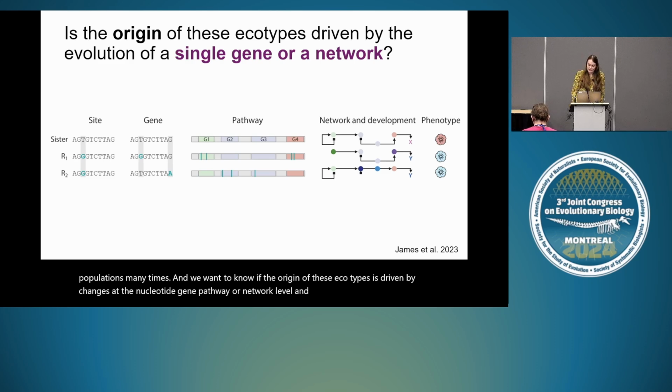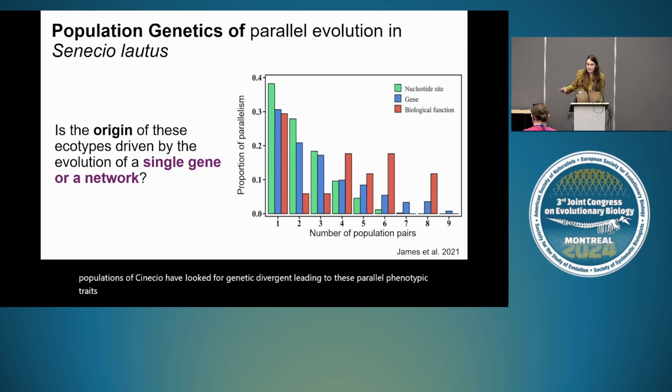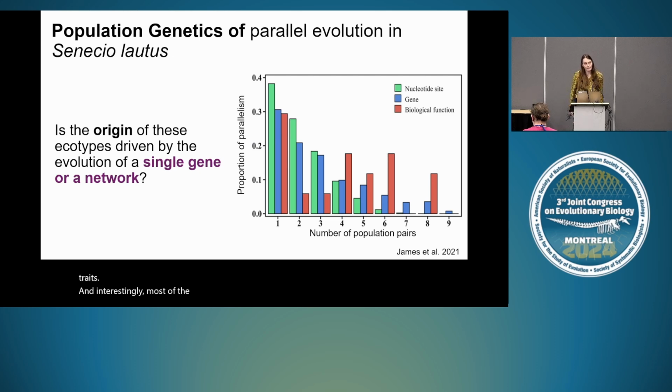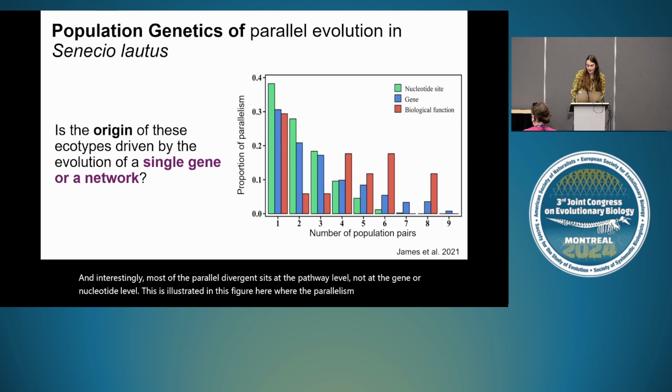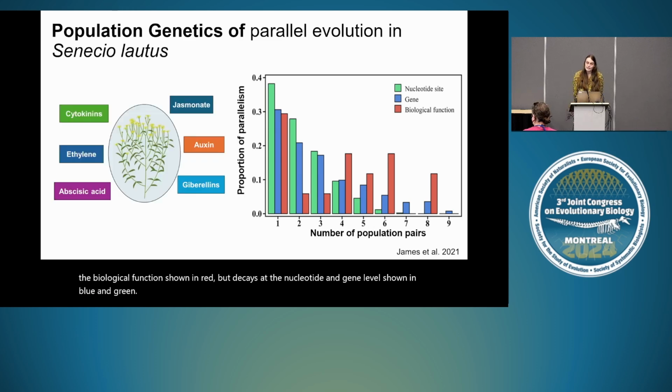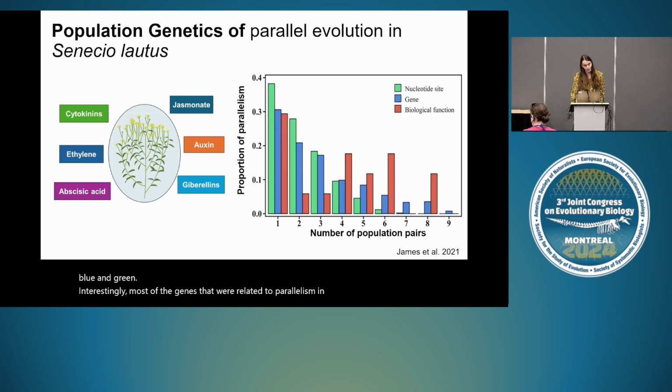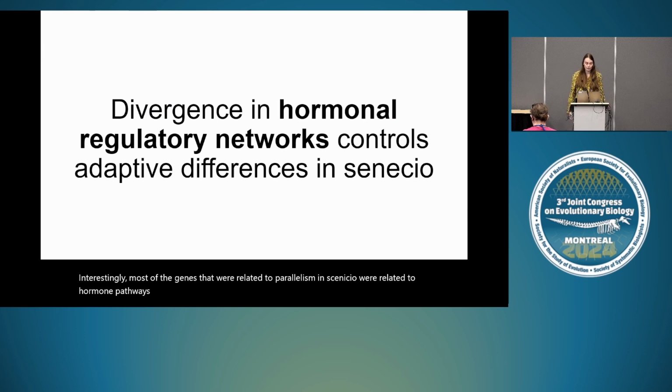And so previous scans across these populations of Senecio have looked for genetic divergence leading to these parallel phenotypic traits. And interestingly, most of the parallel divergence sits at the pathway level, not at the gene or nucleotide level. This is illustrated in this figure here, where the parallelism is maintained by the biological function, shown in red, but decays at the nucleotide and gene level, shown in blue and green. Interestingly, most of the genes that were related to parallelism in Senecio were related to hormone pathways. So we think that hormonal regulatory networks control adaptive divergence.